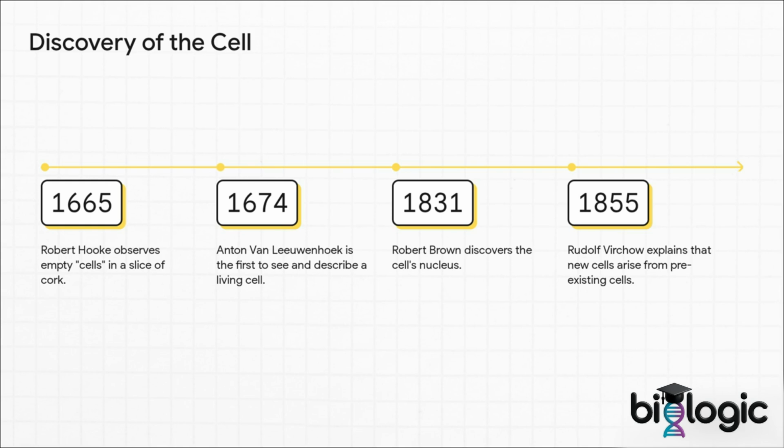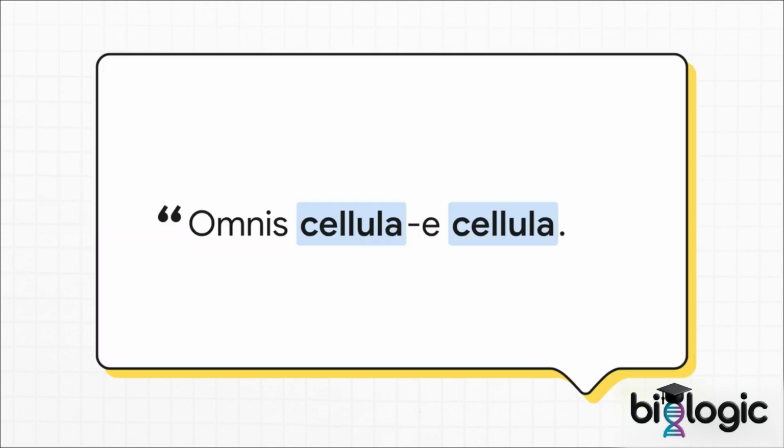The plot thickened much later, in 1831, when Robert Brown spotted the nucleus, hinting that there was some kind of control center inside. And that brings us to the final game-changing piece of the puzzle from Rudolf Virchow in 1855. Virchow summed it all up with this incredibly powerful Latin phrase, omnis cellula e cellula. It means all cells come from cells.